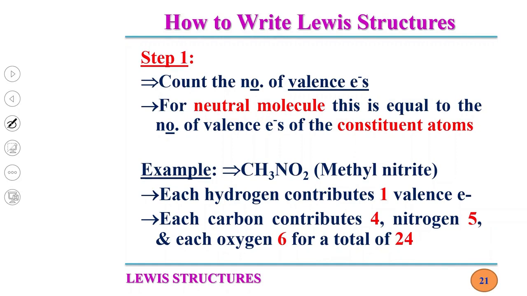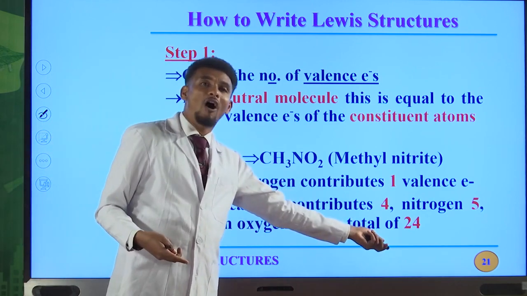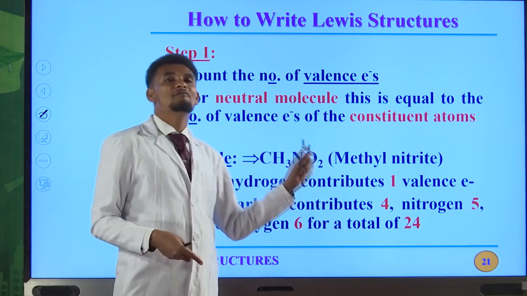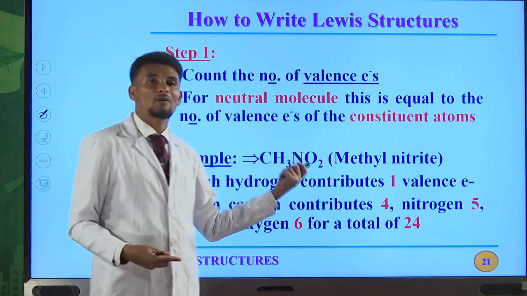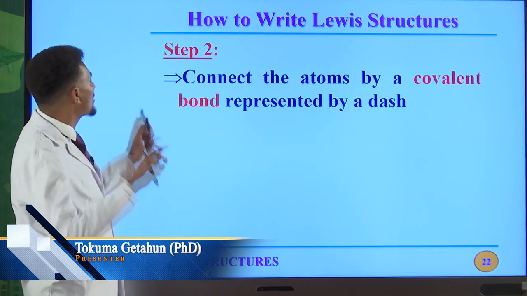And totally we have 2 oxygen atoms. And the valence electron for 1 oxygen atom is 6. So add them together. Totally we have 24. This is the total valence electrons for the molecule. So this is your first step to write Lewis structures for the molecules.